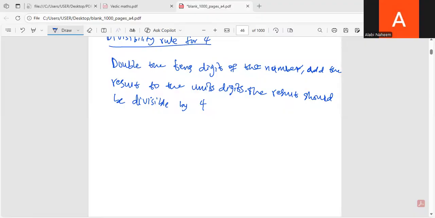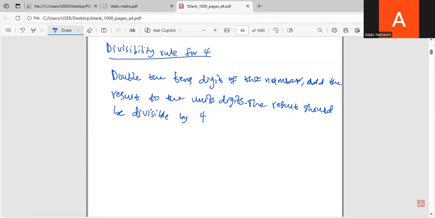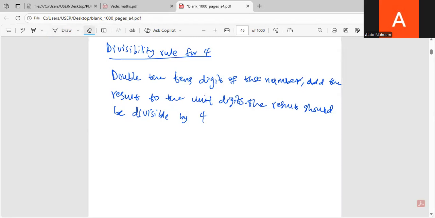So we also have the divisibility rule for 4, as you can see on the screen. To get that, you double the tens digit of the number and add the result to the unit digit. That is, in the number, you take the tens digit and multiply it by 2. The answer you got from that, add it to the unit digit of the number. Then the result you got from there, if it is divisible by 4, then that number is divisible by 4. If it is not, then it is not.